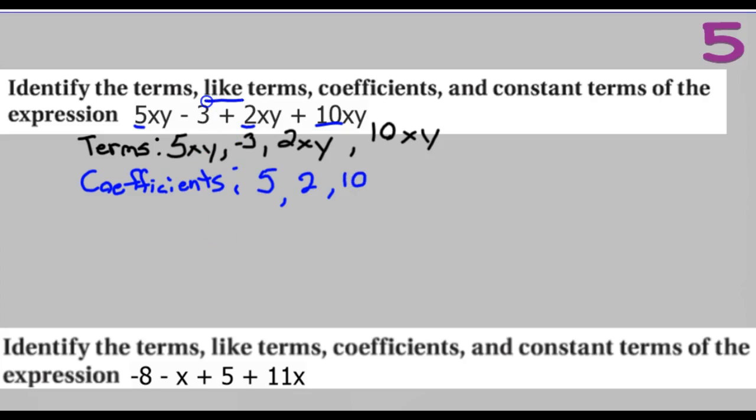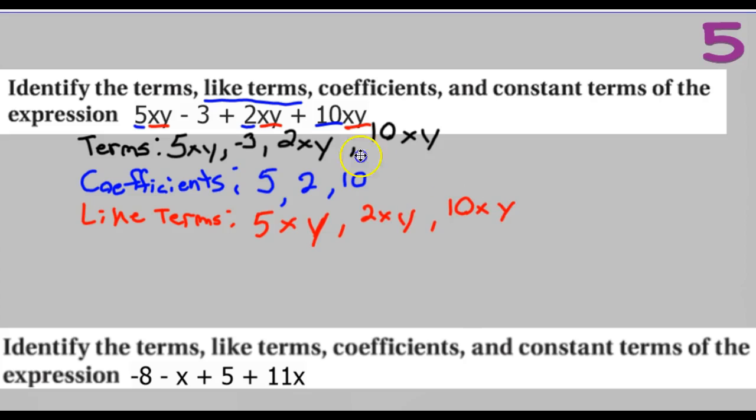I skipped over like terms, so let's go back to that one. Now our like terms are going to be everything with the same ending. So I see that we have a few with the ending xy. So those will be our like terms. So we have 5xy, we have 2xy, and we have 10xy. The -3 is not part of our like terms because it doesn't have the xy on it.